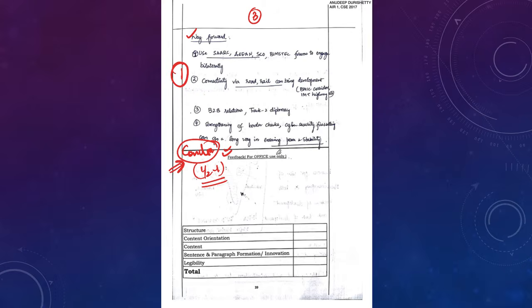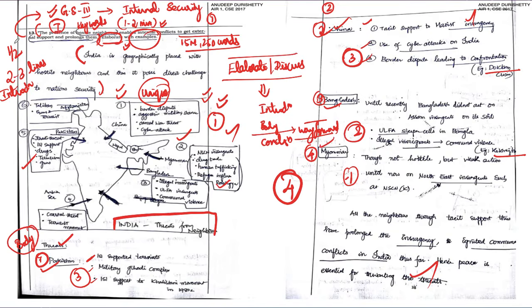Followed by that, he has written a way forward which will carry 1 mark, and the conclusion he has missed, that is half a mark to 1 mark. So overall in this particular question: introduction half a mark, drawing the diagram 1 mark, so 1.5; body of the answer 4, so 5.5; and way forward 1 mark. So overall, in this particular question, this topper has got 6.5 marks out of 15.